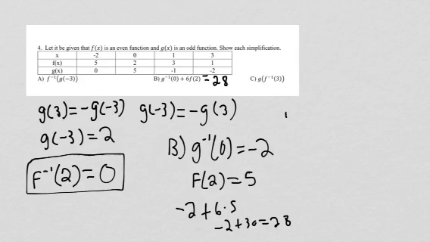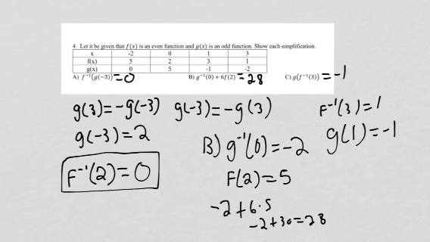So we're looking for g of 1. And luckily 1 is on here, so we don't have to use the definition of odd. There it is. g of 1 is negative 1, and that is our final answer. So the answers are 0, 28, negative 1, and we're done.